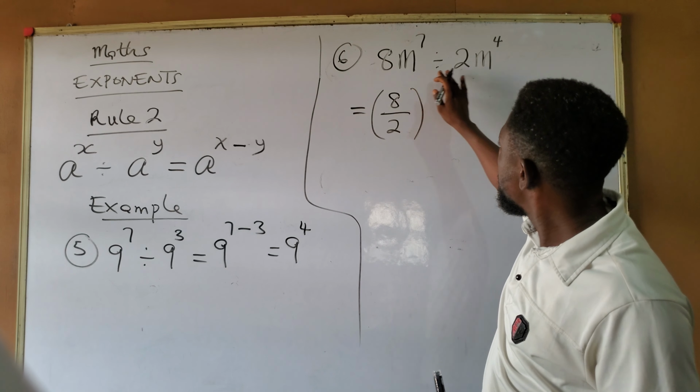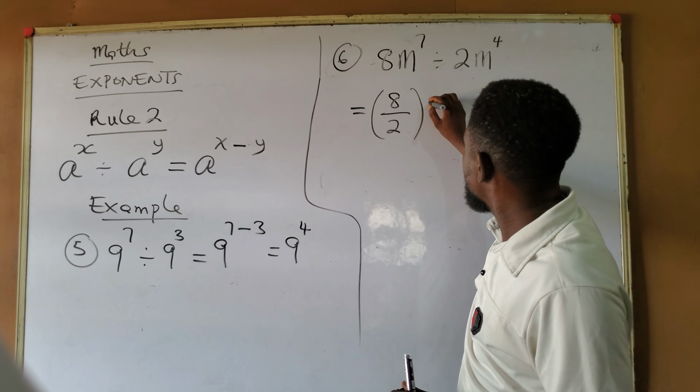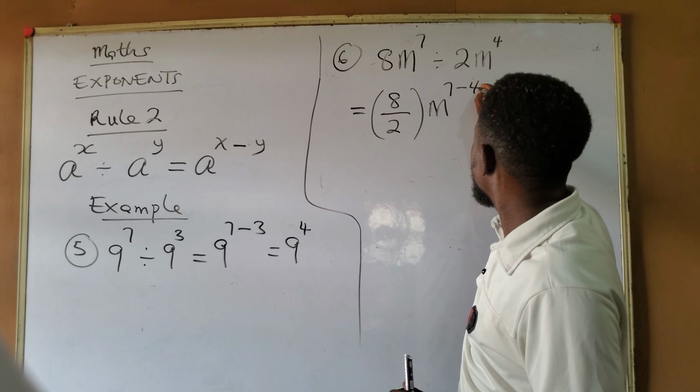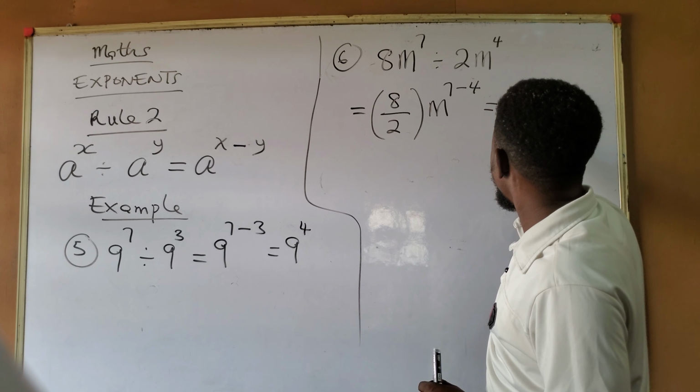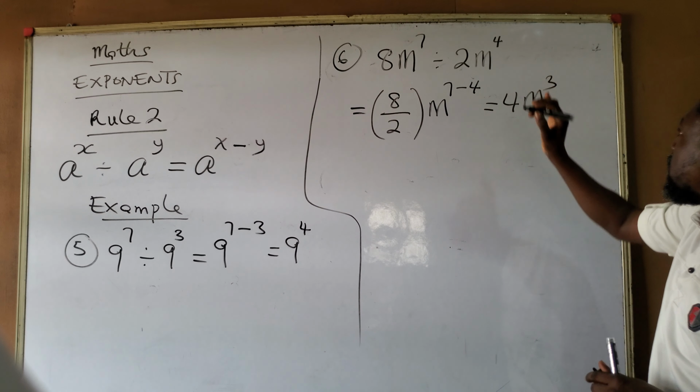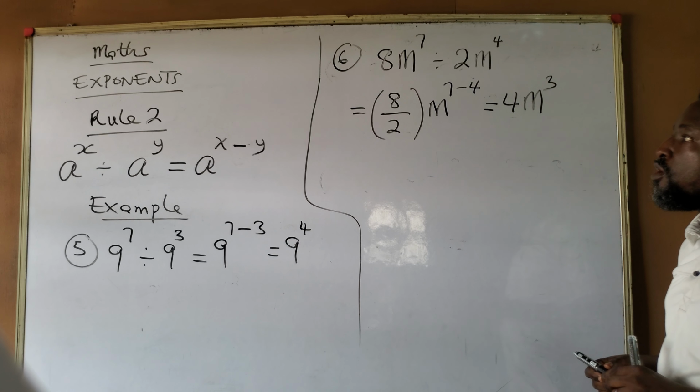The base here is m, the base here is also m. I take one of the bases, then I subtract the powers, 7 minus 4. So this will give us 4m to the power 3. It's that simple. So that's the second law of exponents, or the second rule of exponents.